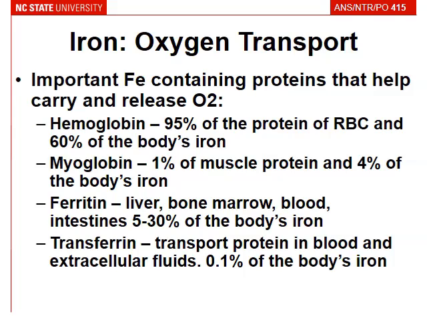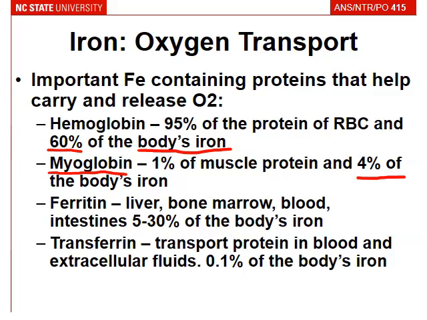The one that we most commonly think of is hemoglobin, and hemoglobin makes up 95% of the protein within the red blood cells. This RBC is a red blood cell, and consequently it holds about 60% of the body's iron. Now, the second most prominent protein is myoglobin. Myoglobin is found within our muscle cells, making up 1% of muscle protein, and holds 4% of the body's iron.